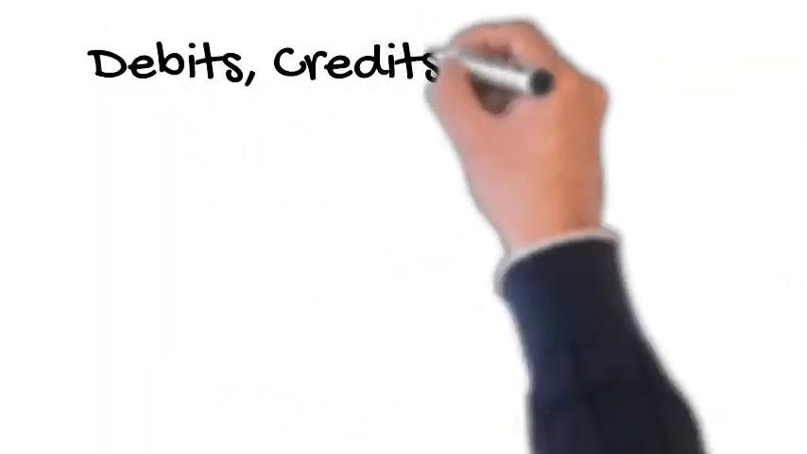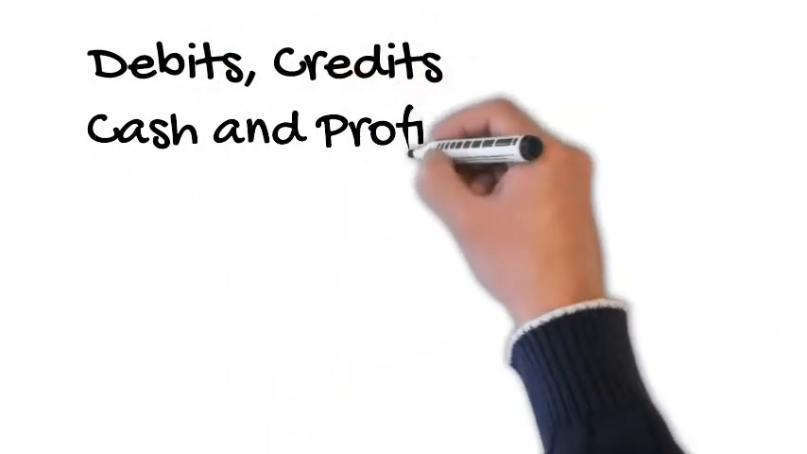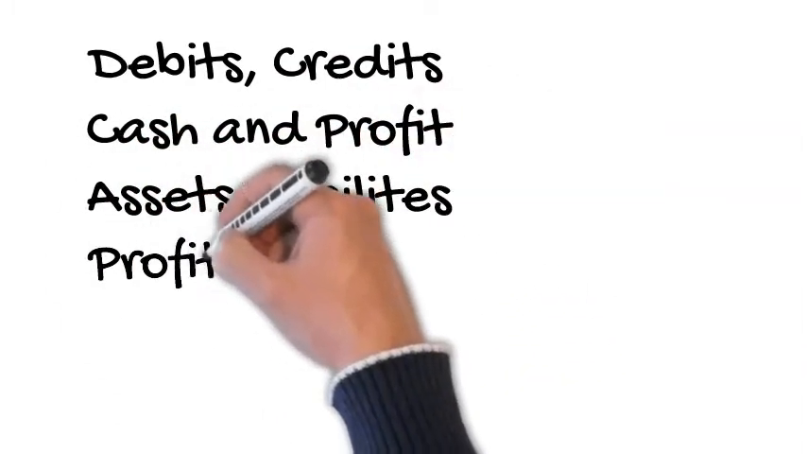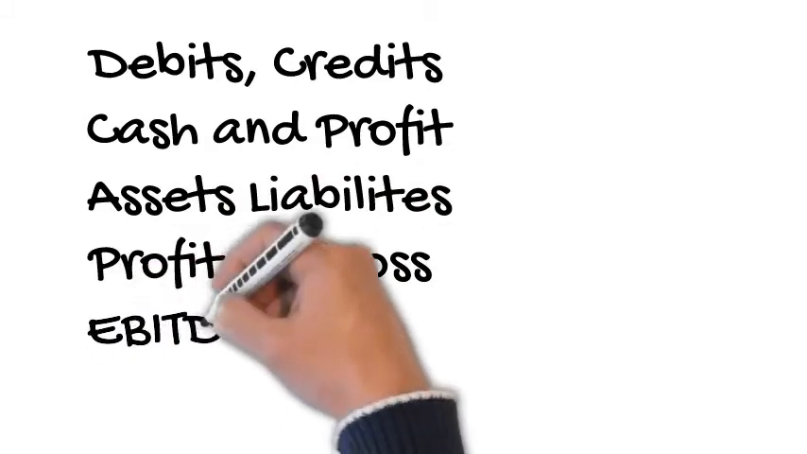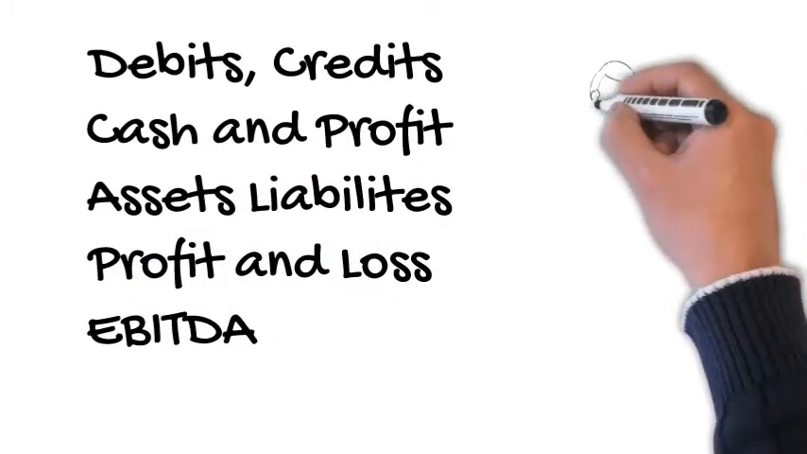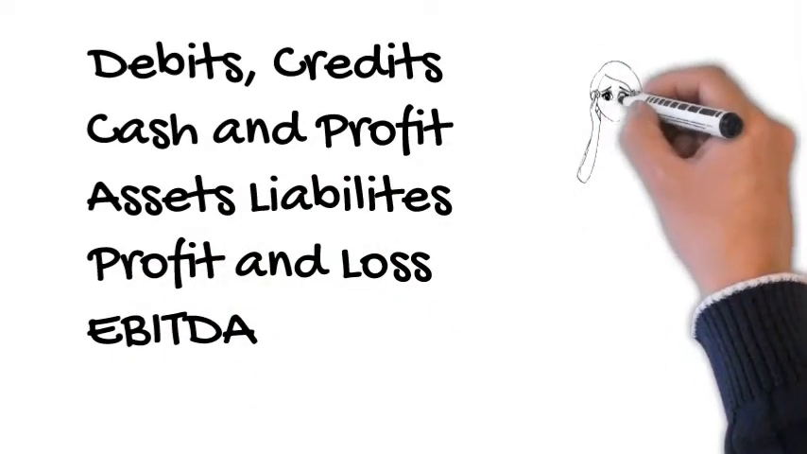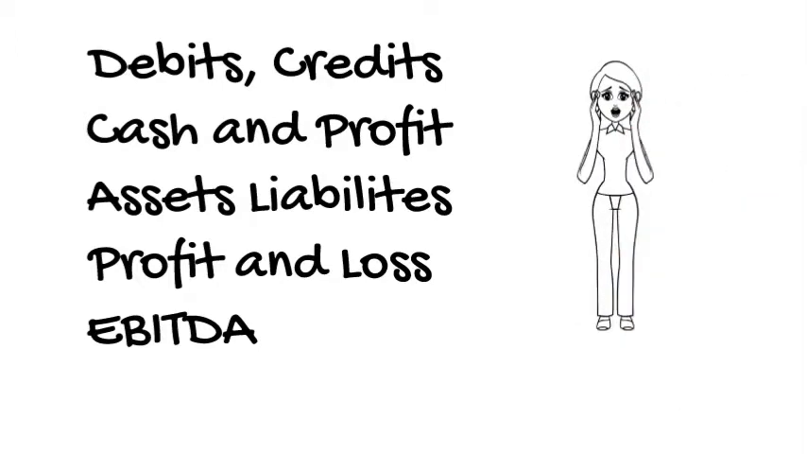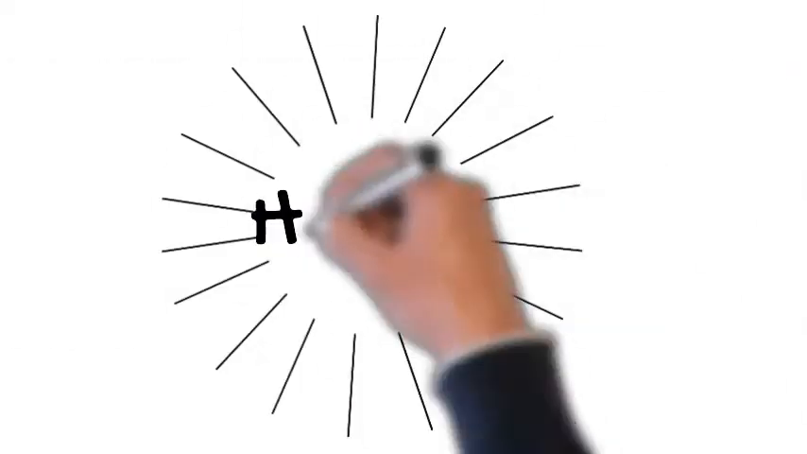Debits, credits, cash and profit, assets, liabilities, profit and loss, EBITDA. What the hell is my accountant going on about? I don't understand what these terms mean. What's a debit? What's a credit? How does it impact my business's financial reporting?